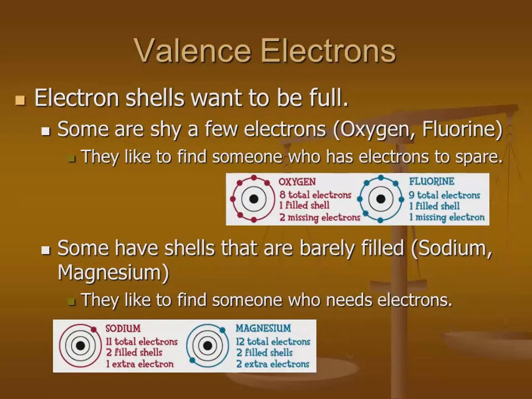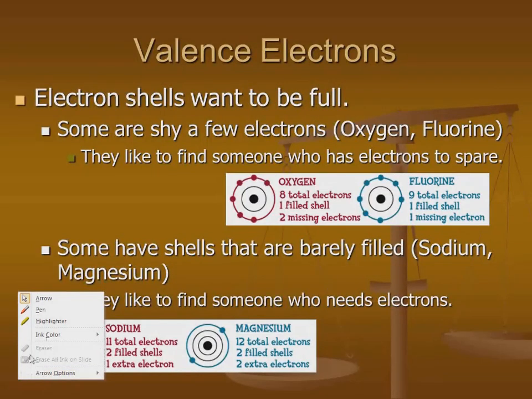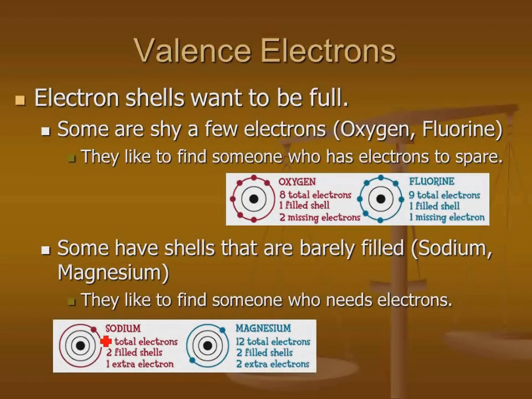Okay. Some of the shells only have 1 or 2 in them. Those are the ones on the left side, the metals. And they want to find someone who needs an electron, because if they give up that electron, the shell below that is full. Does that make sense? If sodium gets rid of this one electron, the one below it is a full shell.